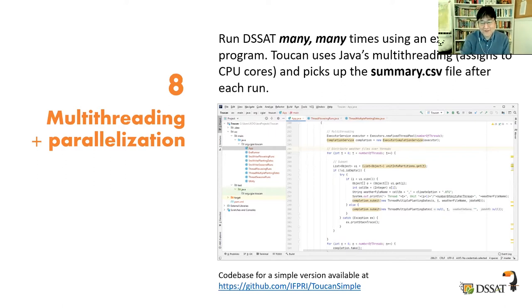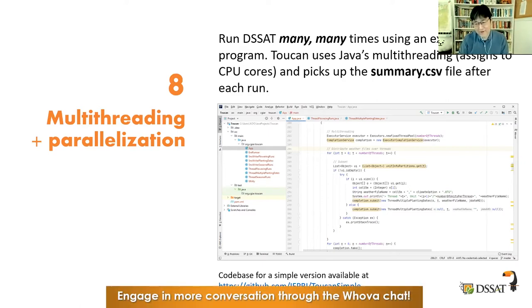And then whenever a simulation is run, I also programmed this Java code to pick up the summary.csv file, and after all the simulations are done, compile them together and do other analysis. I know a lot of my colleagues are doing it in R and Python and different languages. And I think as long as the programming language supports multi-threading and parallelization, it should be readily possible in other implementations too. So I made a simple code just demonstrating how I'm doing it in Java, in this GitHub code repository. There are many other versions of this out there.